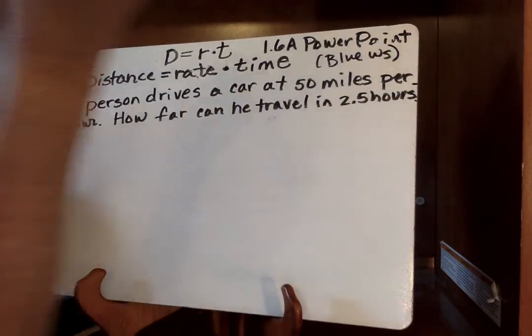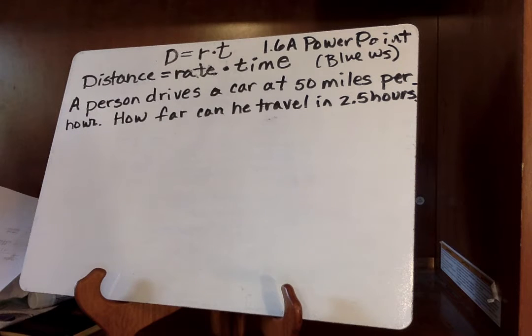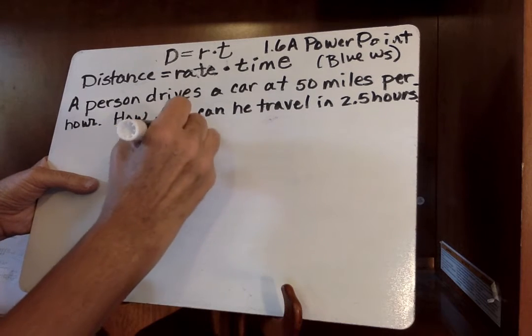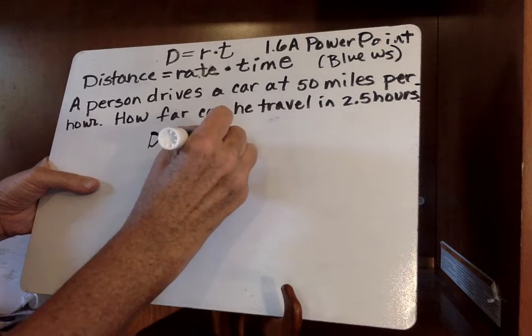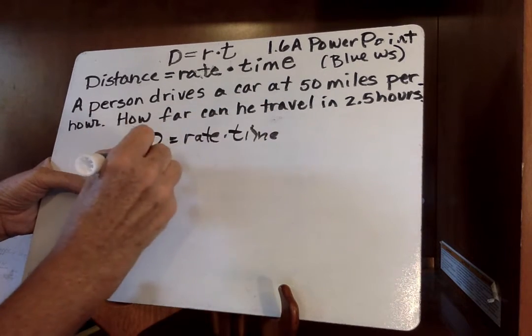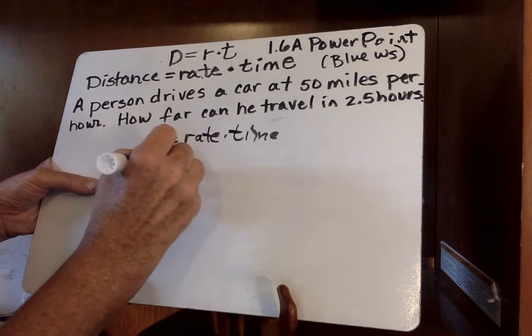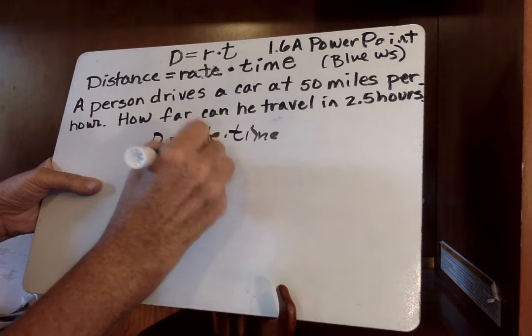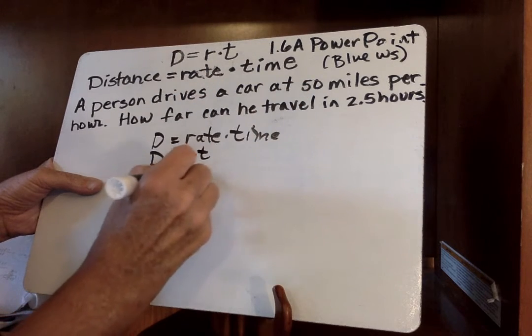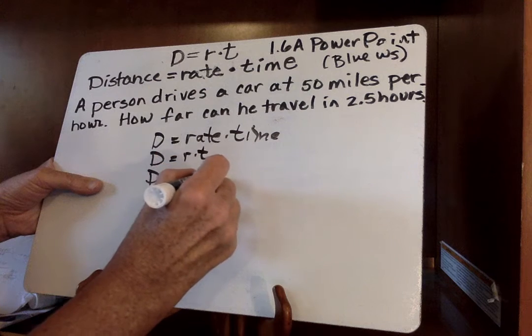So, a person drives a car at 50 miles per hour. How far can he travel in 2.5 hours? Again, we want to find out how far he's going to travel. So we say distance equals rate times time. We don't know what the distance is, so that's D equals R, which is your rate, times time. So distance equals the rate, 50 miles per hour, and we just put the number, times the time.